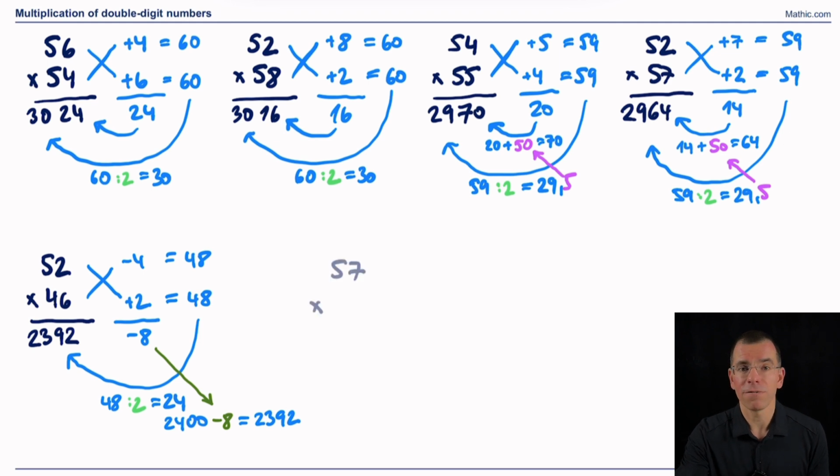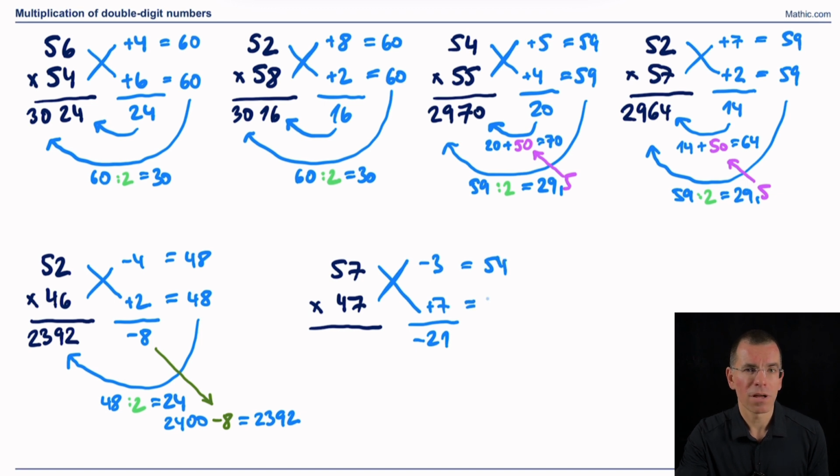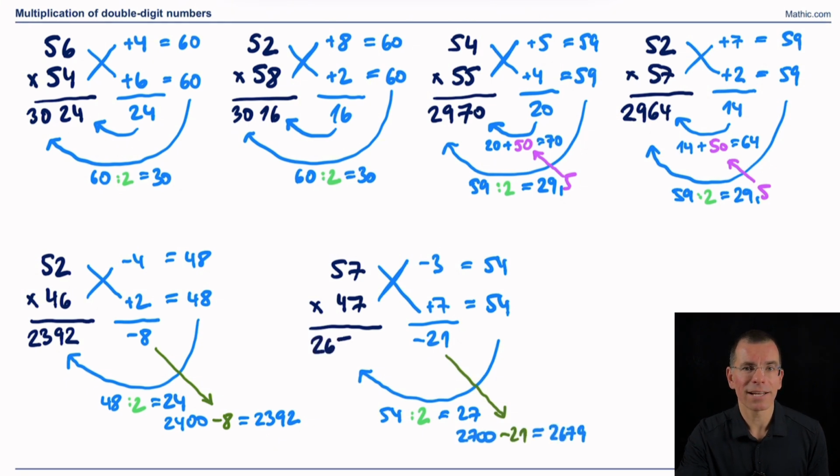Let's try multiplication of 57 and 47. 57 less 50 is 7. 47 less 50 is minus 3. 7 times minus 3 is minus 21. 57 plus minus 3 is 54. 47 plus 7 is 54. 54 divided by 2 is 27. 2700 plus minus 21 is 2679, our final result. Obviously, the further from number 50 we get, the use of this multiplication method will be more difficult.